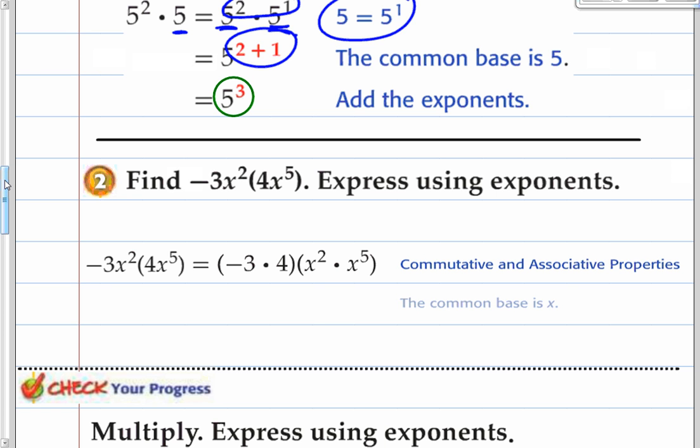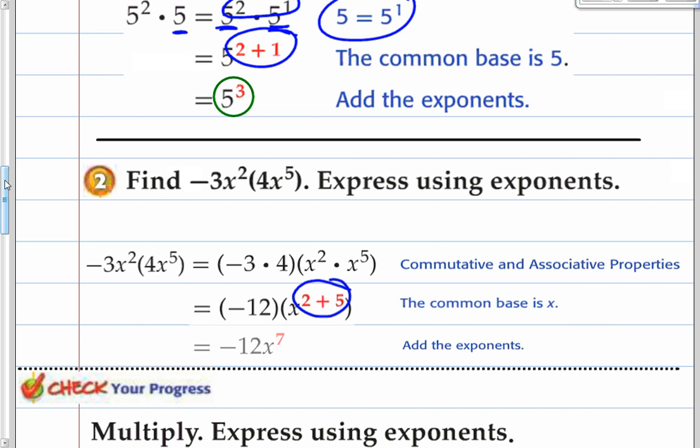From there, we're going to notice that those x's, those bases are the same. So let's do the simple math. We take the negative 3 times the 4, we got the negative 12. We've got the x, because the bases are the same, and we're going to add those exponents, 2 plus 5. And of course our answer then will be negative 12 times x to the 7th power. That's your final answer.